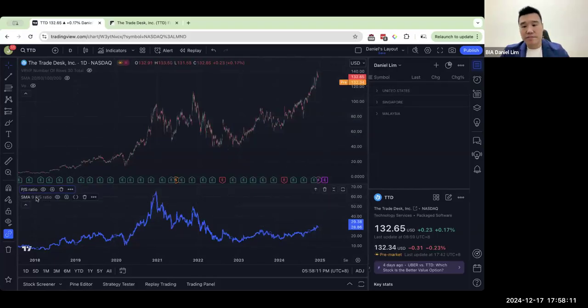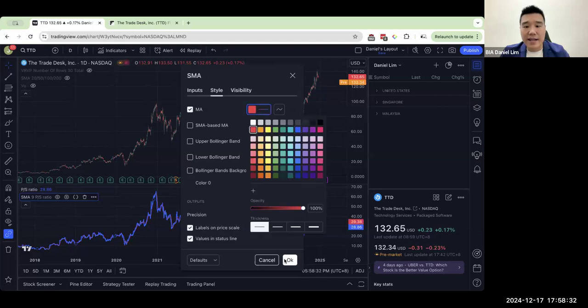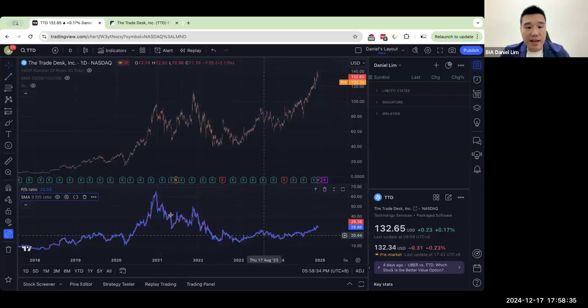The next setting you need to do is go to the settings here. Do you see the SMA, the simple moving average, come out already? Now you want to adjust how many days to take into account for the average. You click the settings button here and click Input. To avoid confusion, change the line to red color, the red color here. Now you can see the red color here.